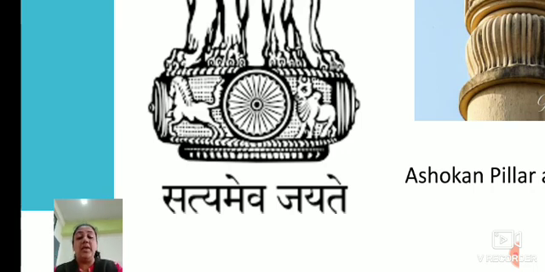What are the words? It is Satyameva Jayate. Then what is the meaning of Satyameva Jayate? The words Satyameva Jayate mean truth alone triumphs. Triumph. What is meant by triumph? Triumph means a great victory or achievement. Understood? So, the words Satyameva Jayate are inscribed below the base of the emblem.